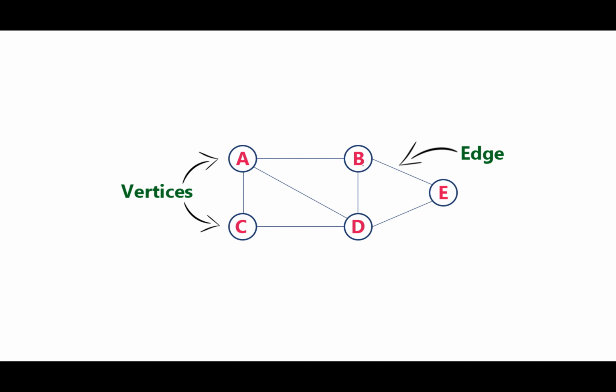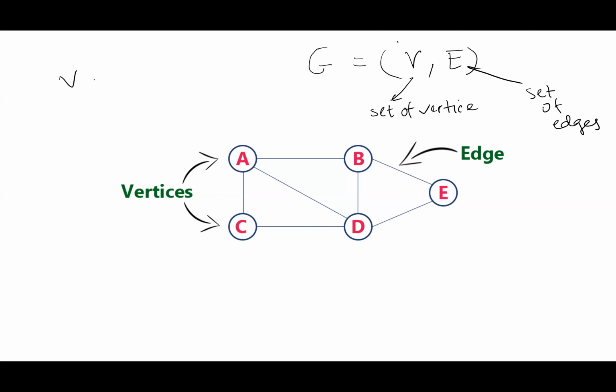Okay, so how do we define a graph? We define a graph like this: G equals (V, E). V is the set of vertices and E is the set of edges. Here, in this graph, V is going to be A, B, C, D, E. So these are the vertices, right? And what about E? E is the set of edges, right? So let's say we name every edge. We say this is E1.